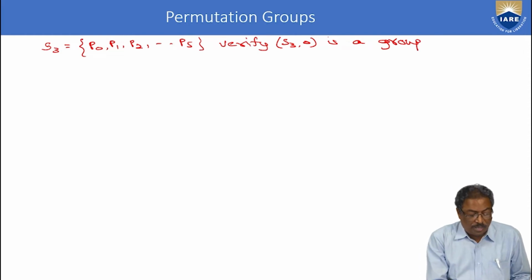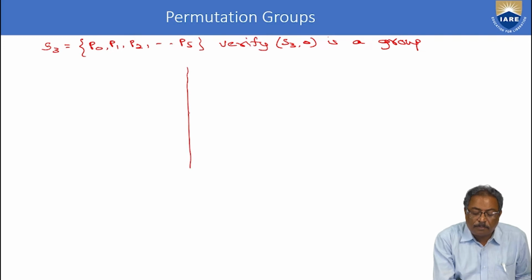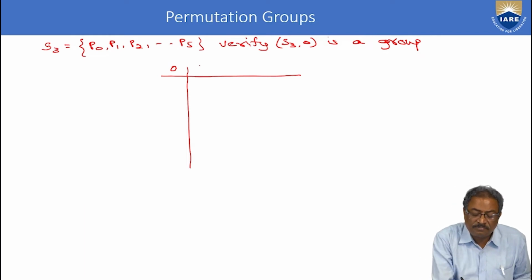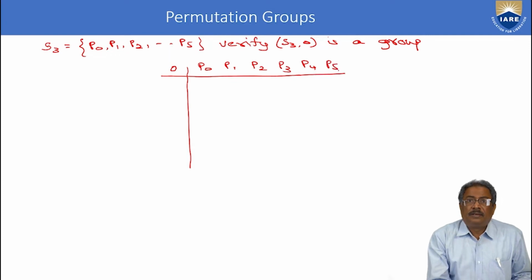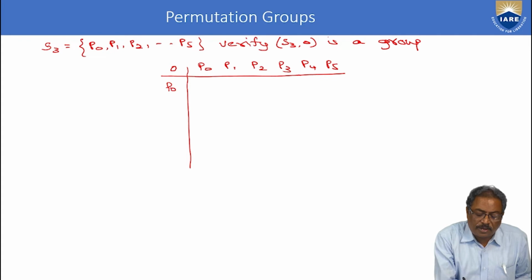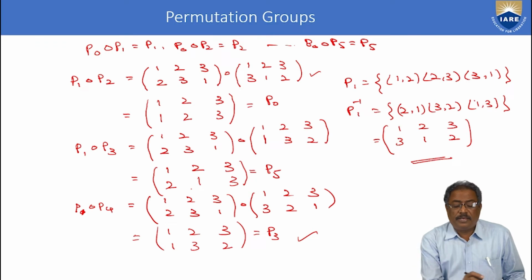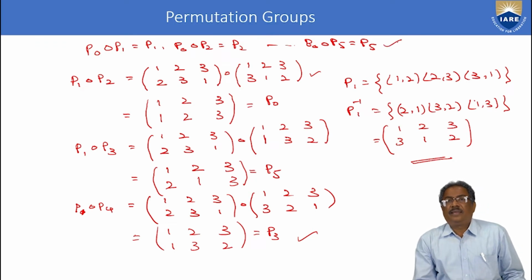For that, we take the binary operation as composition, and the set of all elements in S3 as P0, P1, P2, P3, P4 and P5. Next, here also you have to write the elements P0, P1, P2, P3, P4 and P5. Observe that P0 is the identity function.